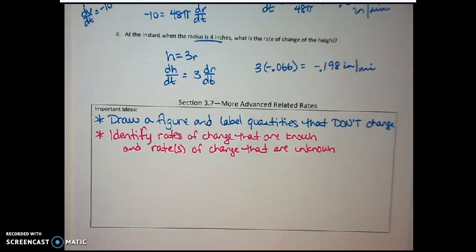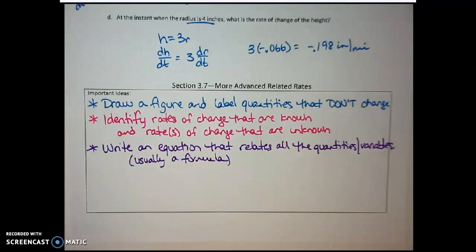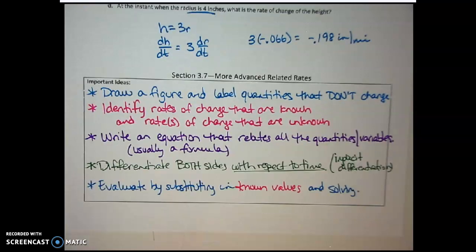Identify rates of change that are known and rates of change that are unknown. So oftentimes you're going to have just one thing that you have to find. But for example, this last problem could have asked us to find the rate of change of the height and the rate of change of the radius, which we did. Write an equation that relates all the quantities or variables. This is usually going to be a formula. And then finally, differentiate both sides with respect to time.